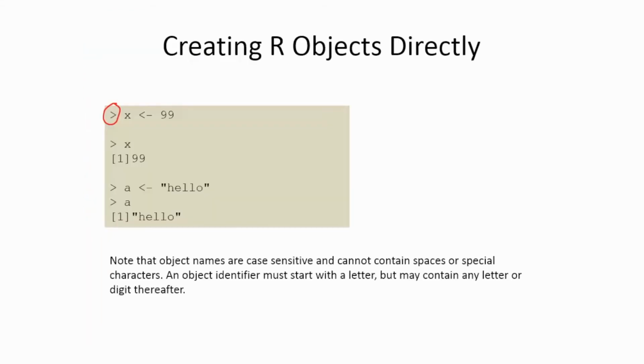Now in R, there's really no such thing as variables. They're actually all objects, if you will. One of the things that's kind of interesting is that there are some very specific conventions for naming objects, but we're going to talk about that a little bit later on.